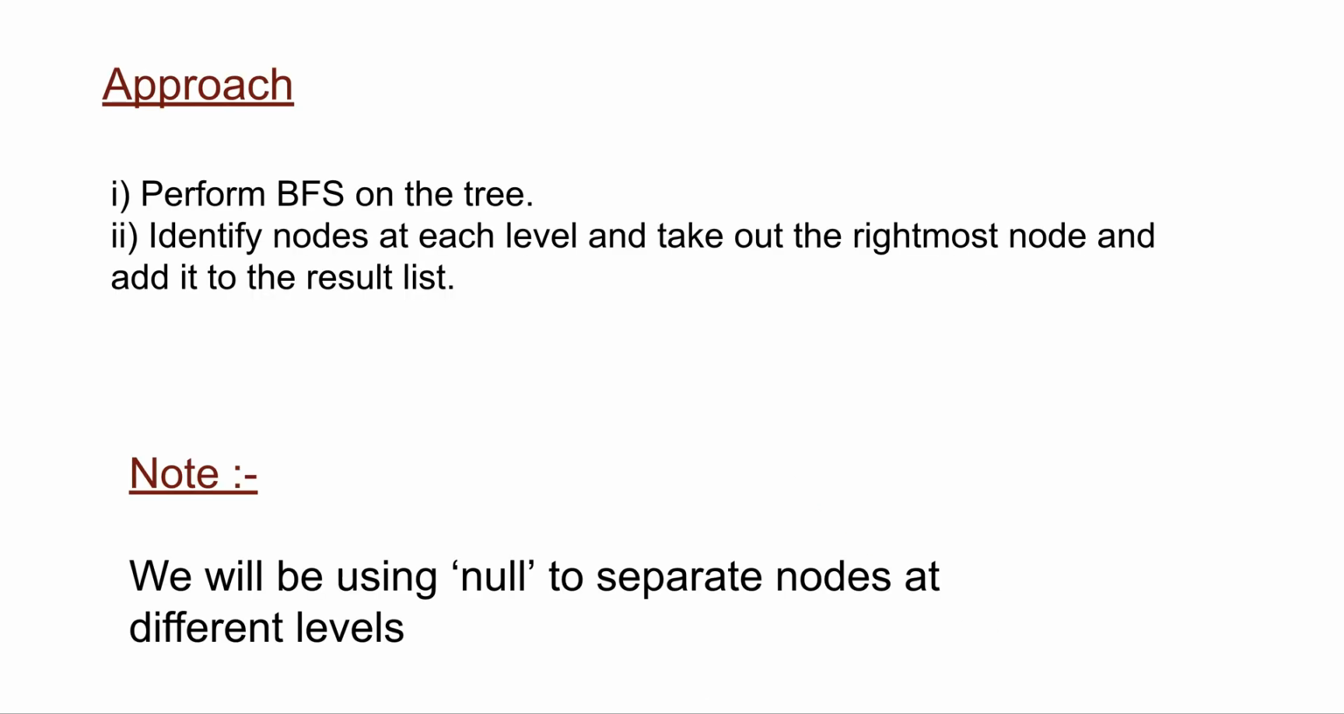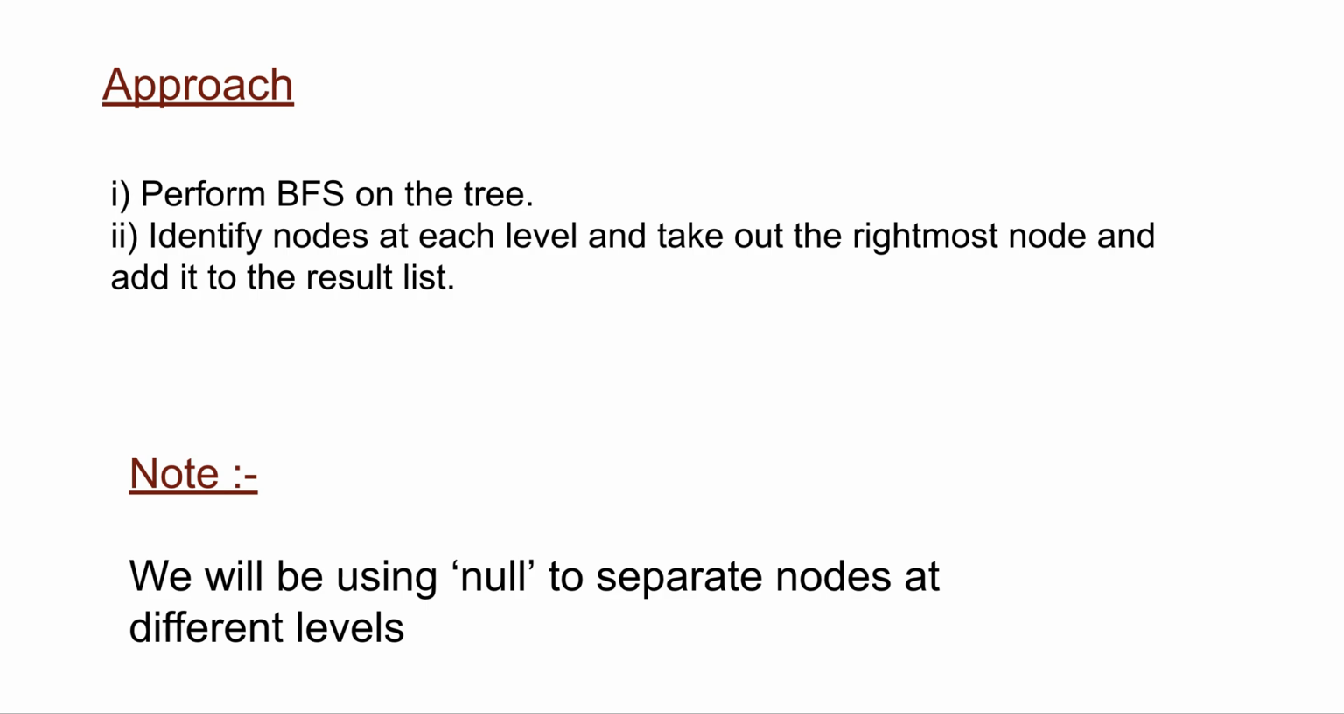The approach that we'll be taking for solving this problem is, first we'll perform breadth first search on the tree. Breadth first search will help us in identifying the nodes at a particular level in the tree. Then out of those nodes at a particular level, we'll identify the rightmost node. In my approach, I'll use null to separate the nodes at different levels. So if you combine these two steps, first we perform BFS and then we find out the rightmost node at a particular level.